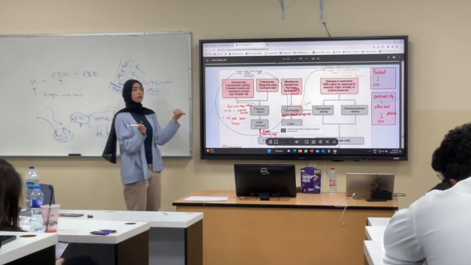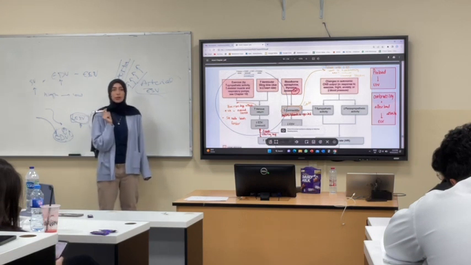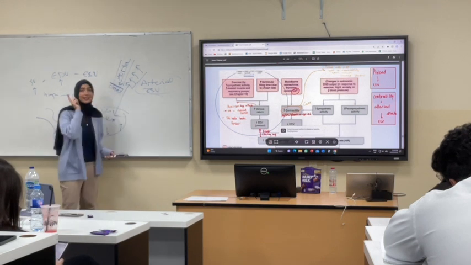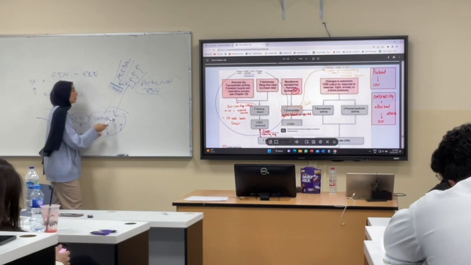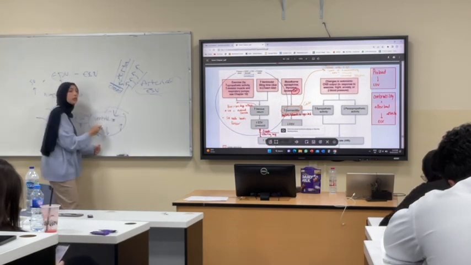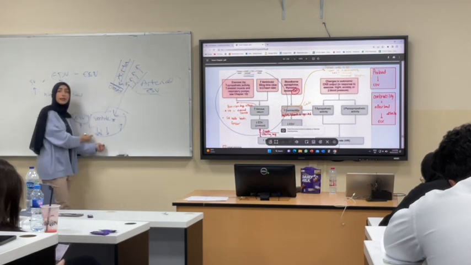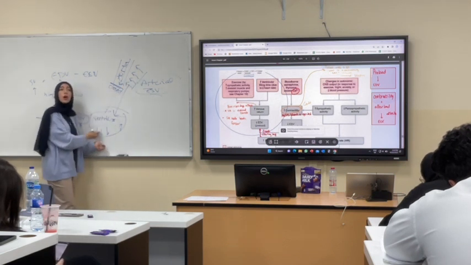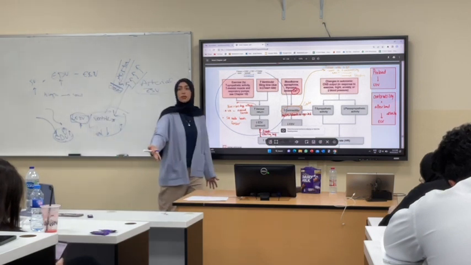Afterload affects ESV. Is high afterload going to increase or decrease ESV? It's going to increase ESV. Why? Because you have a lot of pressure in the aorta, but the ventricles are not going to be able to pump. So there will be more blood left in the ventricle, leading to high ESV and low stroke volume.